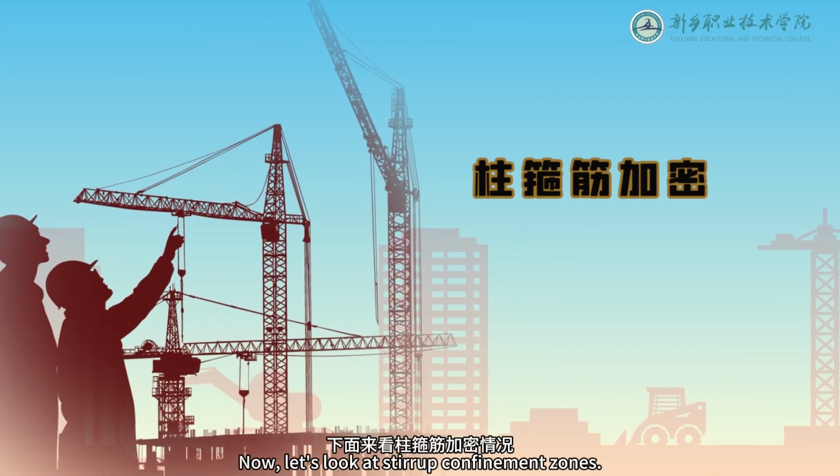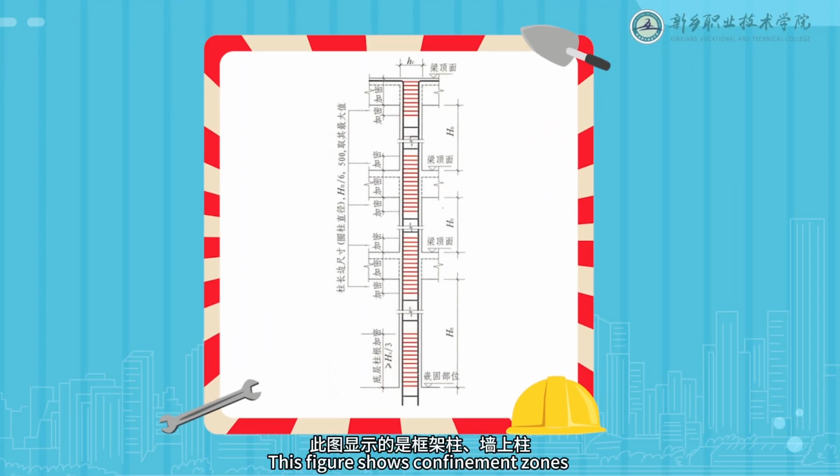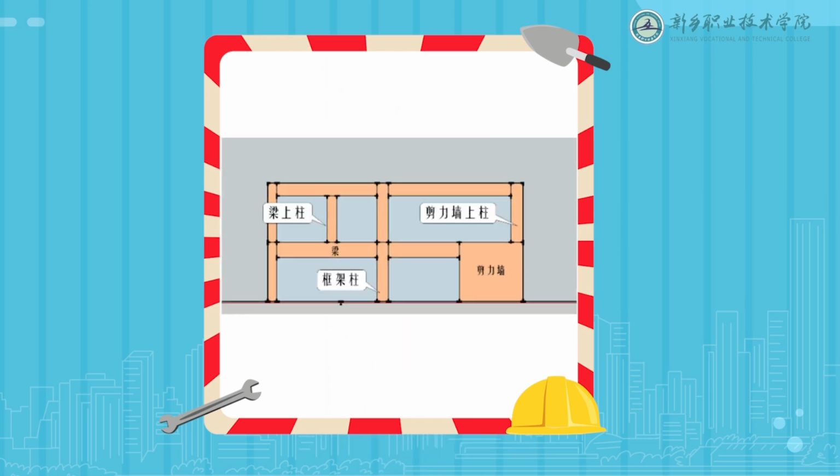Now, let's look at stirrup confinement zones. This figure shows confinement zones for frame columns, wall-supported columns, and beam-supported columns. All these types share the same requirements. QZ fixity zone is at the wall top surface, and LZ fixity zone is at the beam top surface.